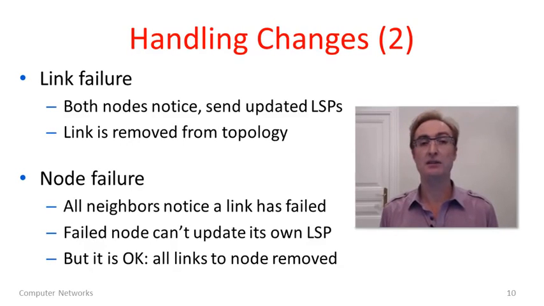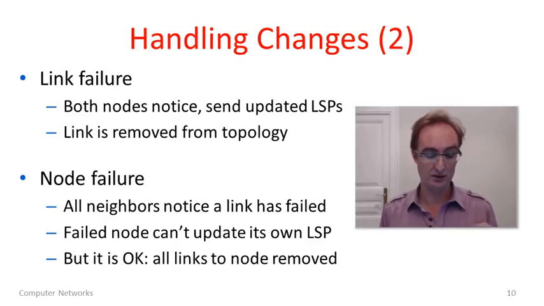When there is a link failure, both of the nodes adjacent to that link will notice that the link no longer carries packets, so they'll both send updated link state packets saying the cost of that link is infinity. And therefore the link will be effectively removed from the topology when nodes calculate their routes.